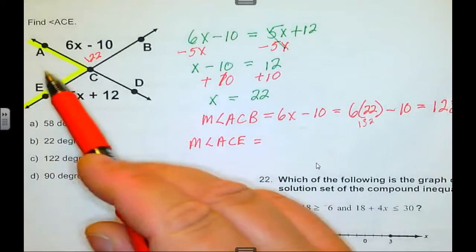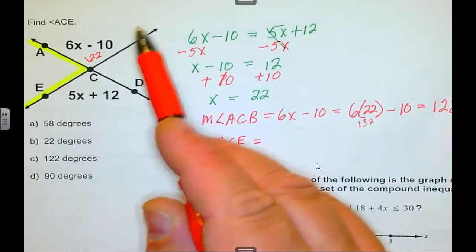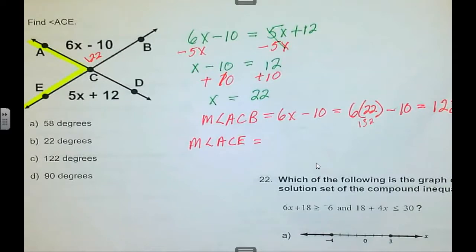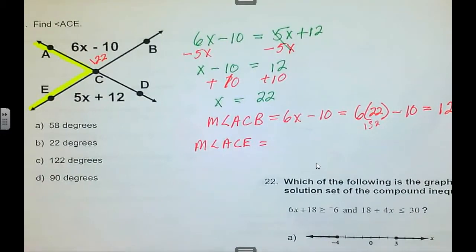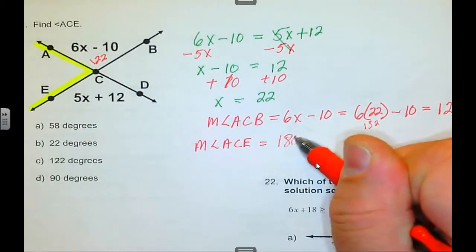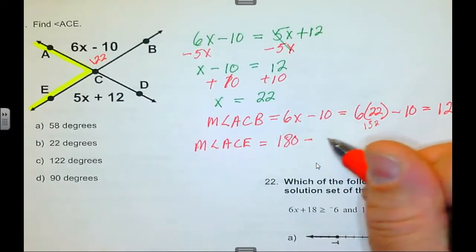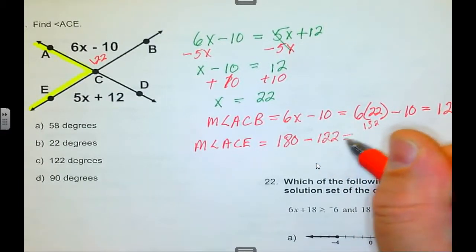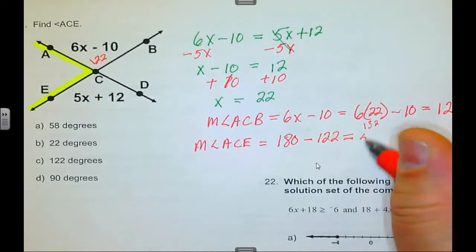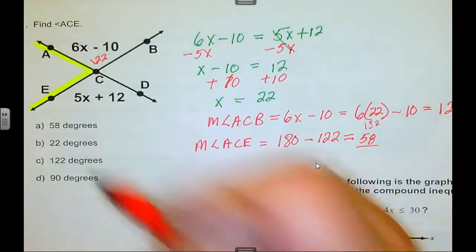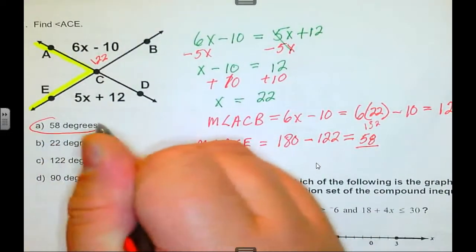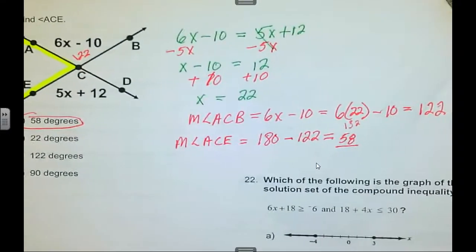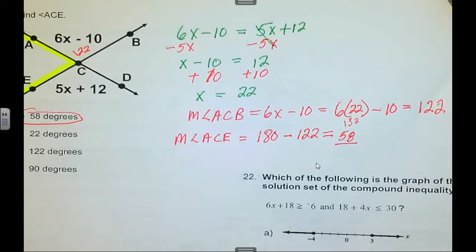What do I know about these two angles, ACE and ACB? Not congruent, not vertical. They're supplementary, they're linear. It's a linear pair, right? So I know that they equal 180. I know that ACB equals 122. I've used up 122, so it's got to be 58 degrees, which is A. So that problem has a couple of different concepts going on in it.